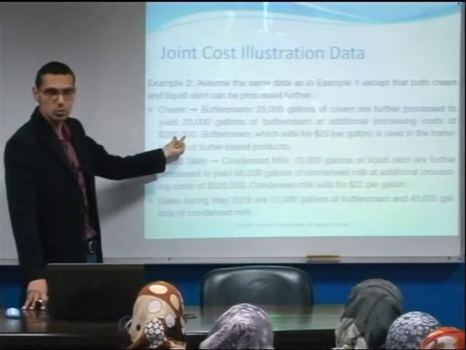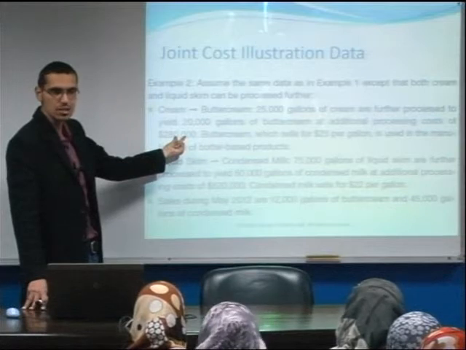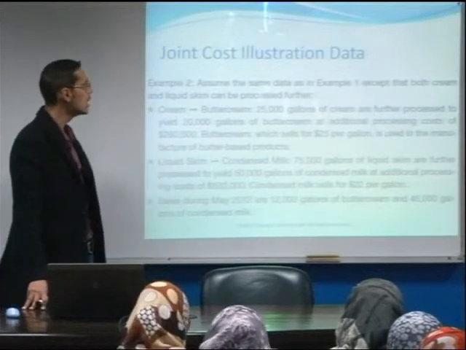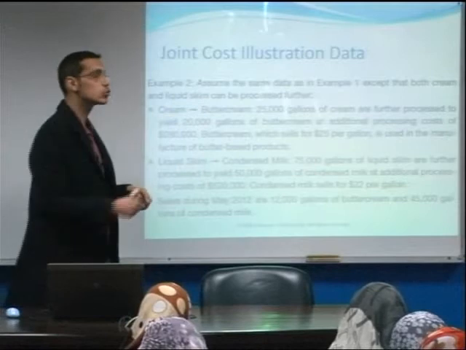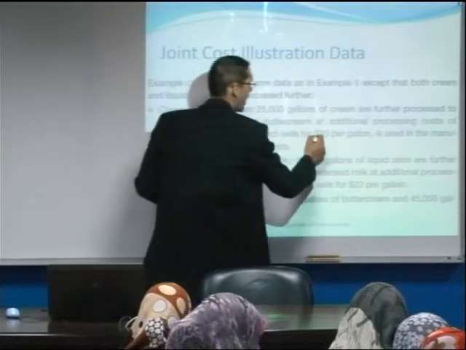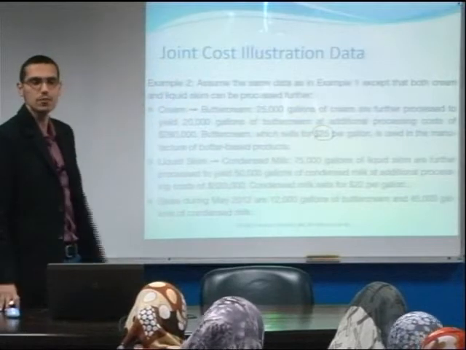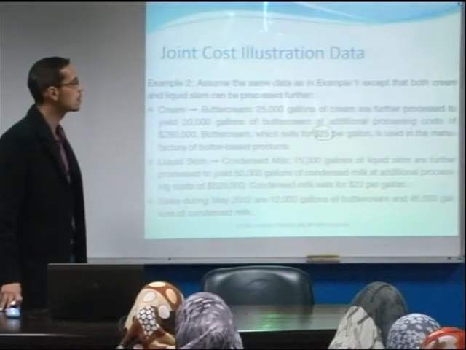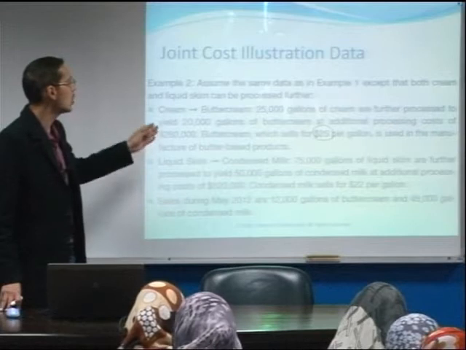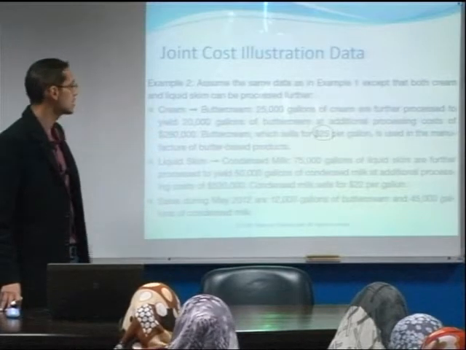$280,000. This $280,000 is called separable costs. Buttercream, which sells for $25 per gallon, this is the final sales value after further processing, is used in the manufacture of butter-based products.